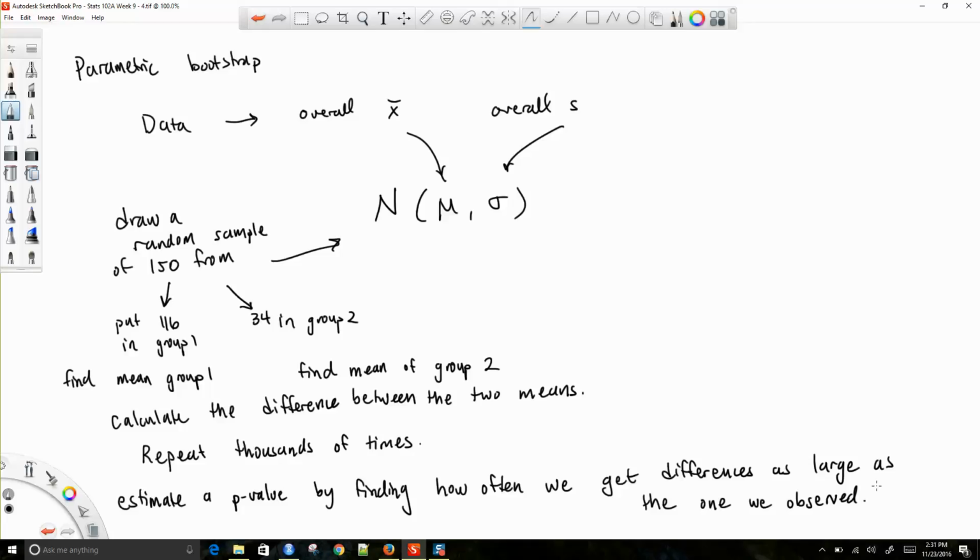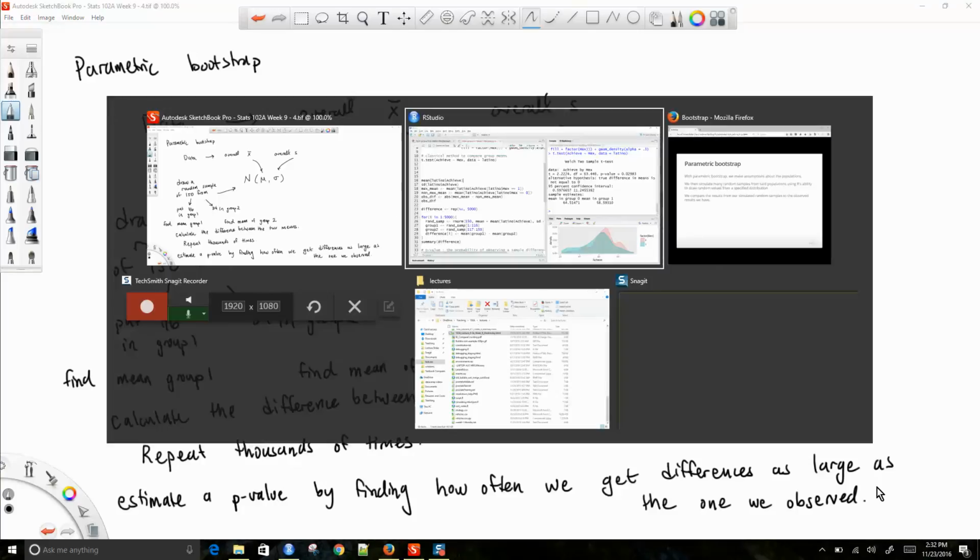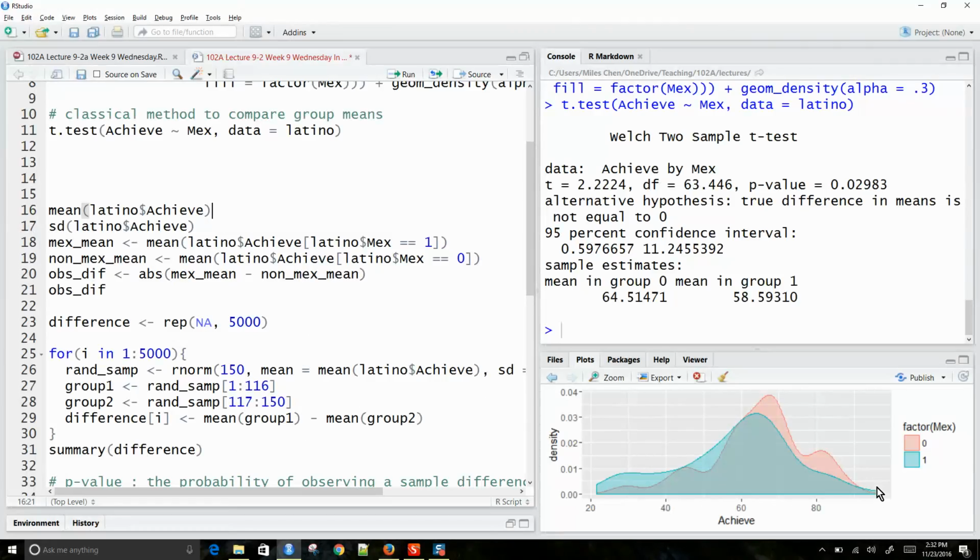So I'm hoping this process makes sense. Again, the big assumption and risk in parametric bootstrap is the distributional assumption you're making about the population. But truth be told, if you're going to do a classical approach and use a t-test or something like that, you're making just as strong assumptions here.